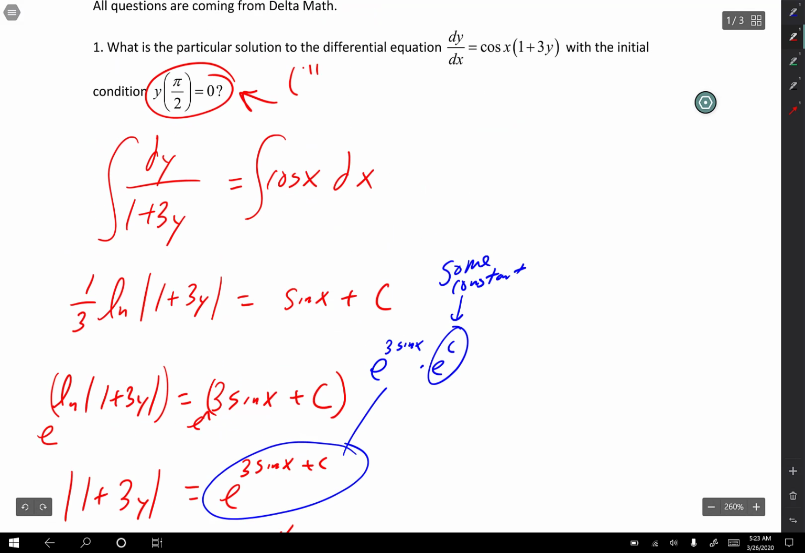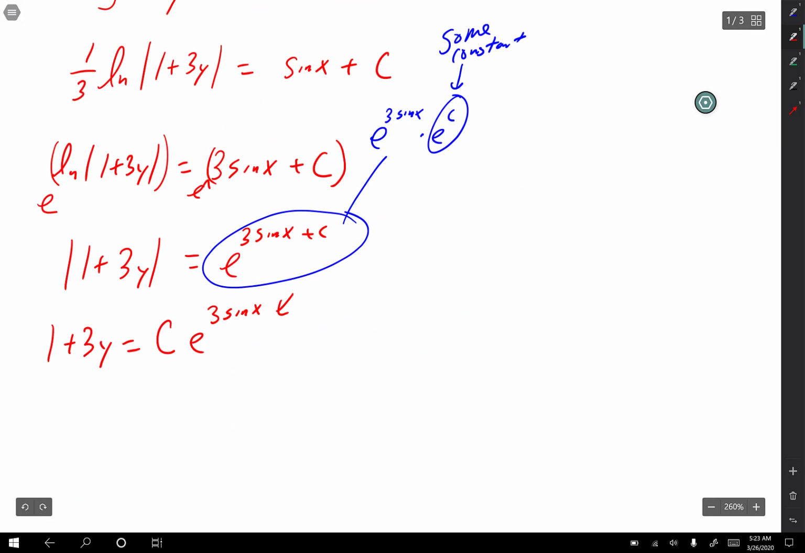So your initial condition is when x is pi over 2, your y value is 0. So I'm going to plug that in. 1 plus 3 times 0 equals c e to the 3 sine of pi over 2. Now, you need a little bit of pre-calc, guys.